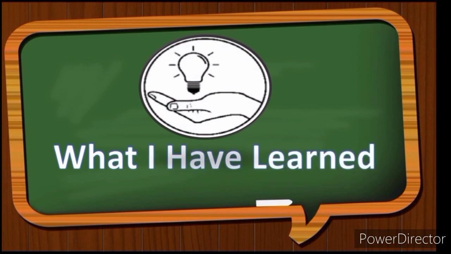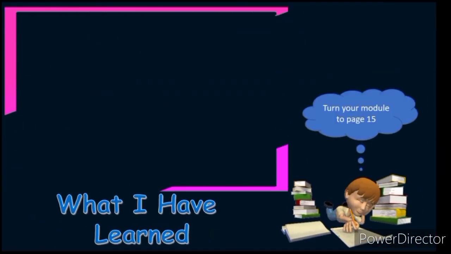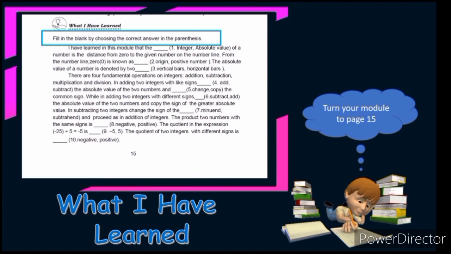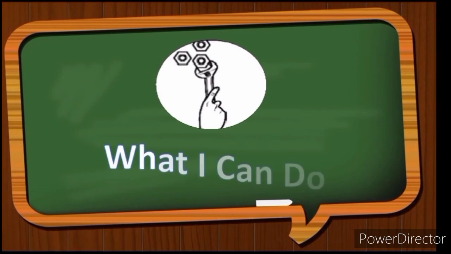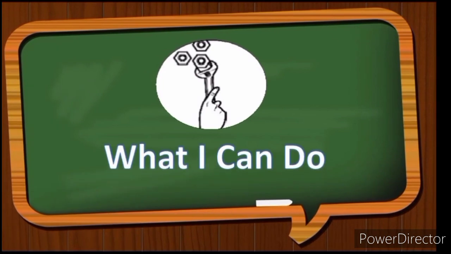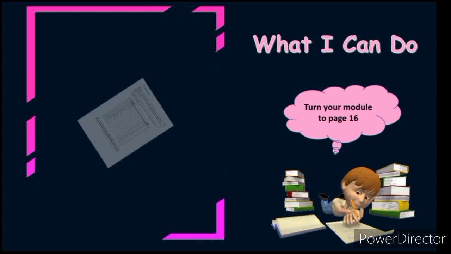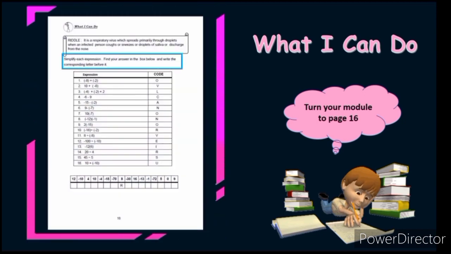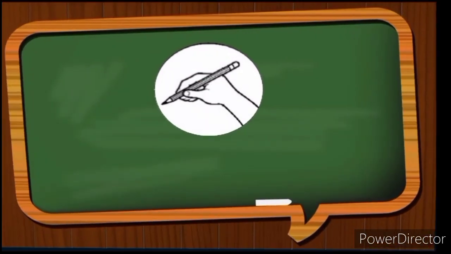What I have learned. Turn your module to page 15. Fill in the blank by choosing the correct answer in the parentheses. What I can do. Turn your module to page 16. Simplify each expression. Find your answer in the box below and write the corresponding letter before it.